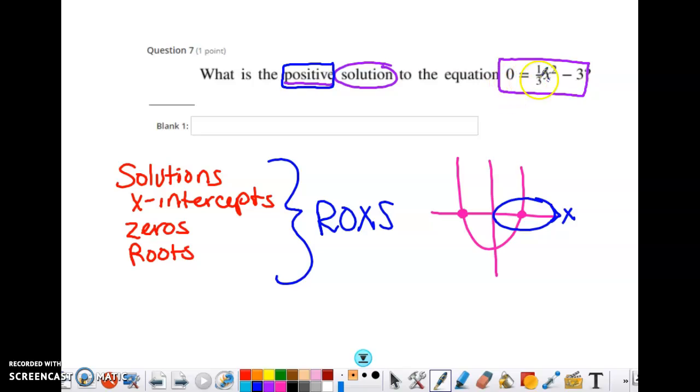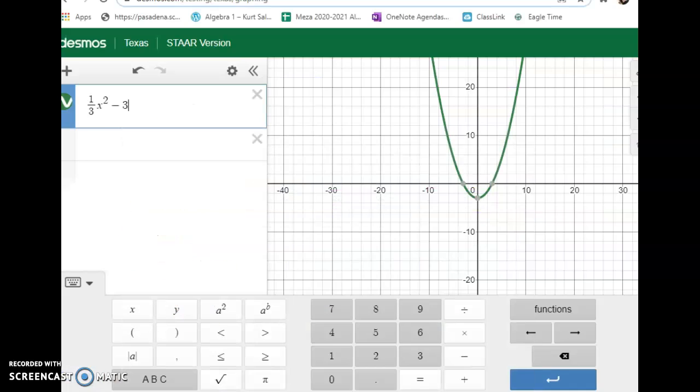Okay, so we're going to type this equation in Desmos. We don't need the 0 equals, we just need this part of the equation. Okay, so let's go ahead and type it in Desmos. 1/3 x squared minus 3. This is what it looks like.